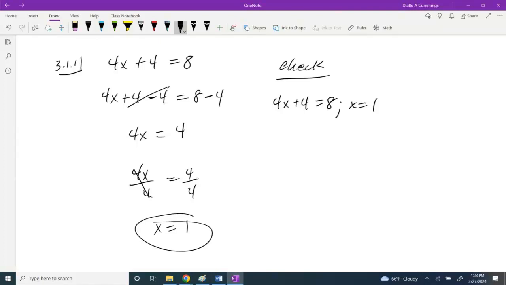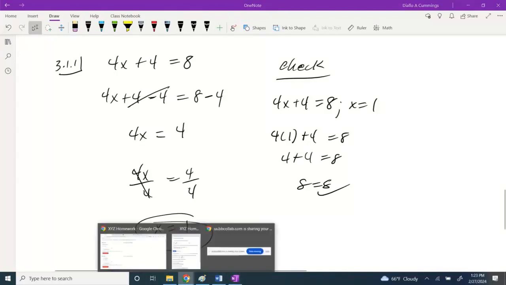So if I were to substitute x for 1, so I have 4 times 1 plus 4 is equal to 8. 4 plus 4 is equal to 8. 8 is equal to 8. Right? So I know that 1 is a solution.